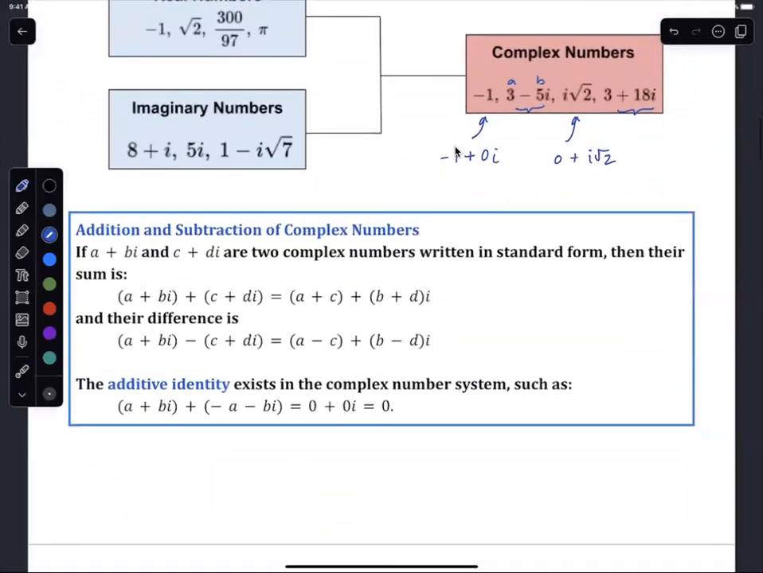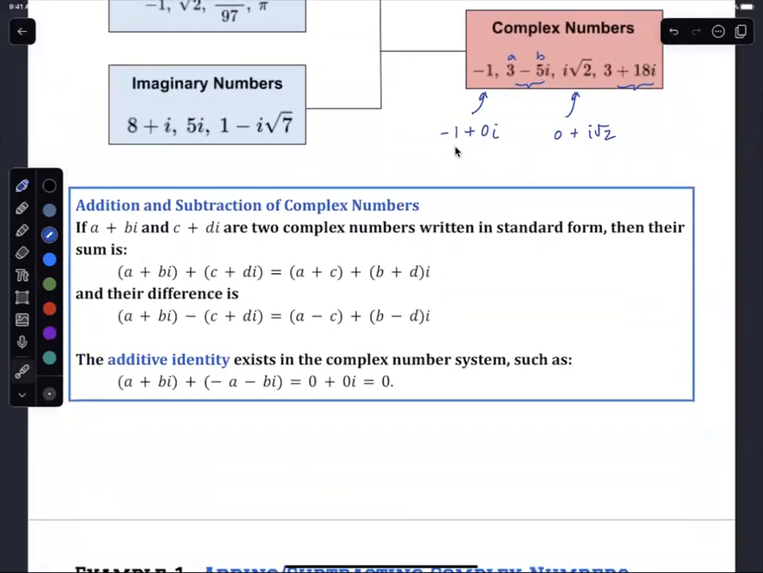Adding and subtracting complex numbers. If a plus bi and c plus di are two complex numbers written in standard form, then their sum, all this is saying is if you're adding two complex numbers together, the sum will equal the real parts added together plus the imaginary parts added together. And the same thing goes for the difference. If you subtract them, subtract the real parts plus subtract the imaginary parts.